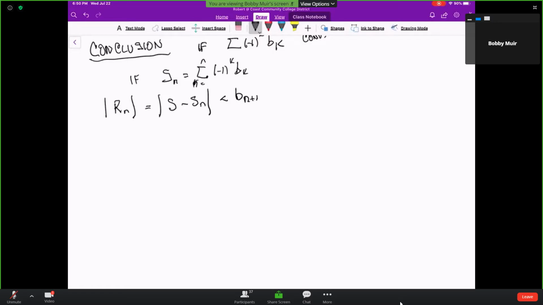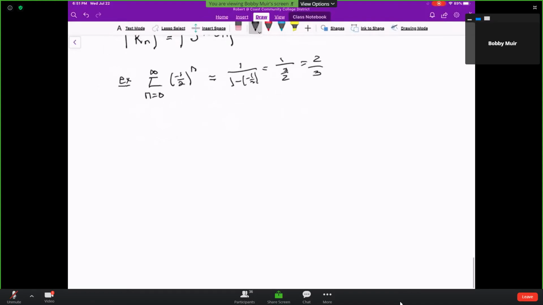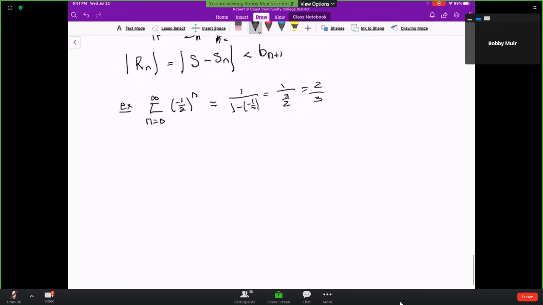All right, so let's do this one. For example, we know that this sum of -1/2 to the n adds up to 1 over 1 minus a half, which is 1 over 3 halves, which is 2/3.